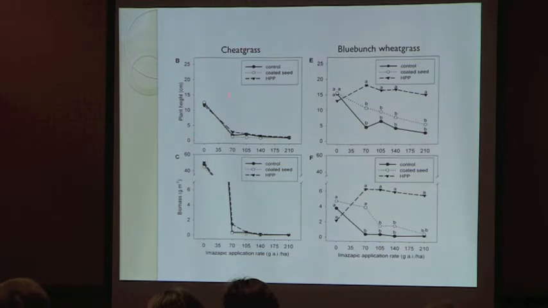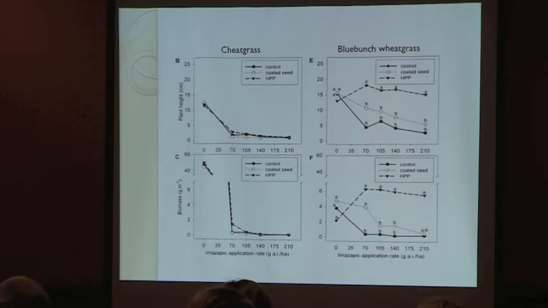This is cheatgrass on this side. If you can't read that, plant height, plant biomass, and well, gee, our lowest amount of imazapic basically cleans cheatgrass's clock, just completely wiped out. But in contrast, on this side, if the seeds are unprotected, there's almost 100% mortality. But if they're lightly coated, we get some protection from the low rates of imazapic, and some from going on up.